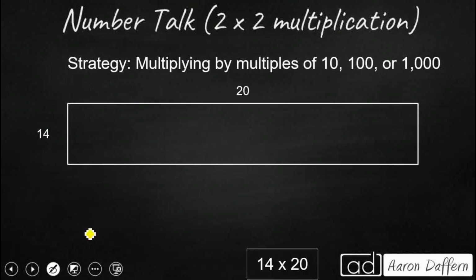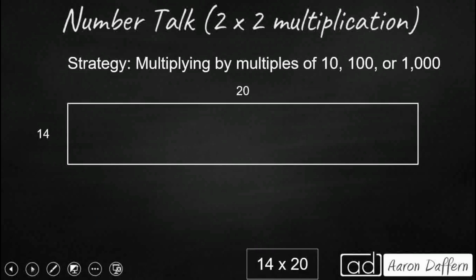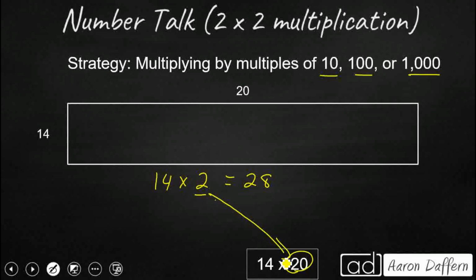So the first method that we can use is multiplying by multiples of 10, 100, or 1,000. So take a look at what we could do here with 14, and I'm going to drop that 0. I'm just going to say 14 times 2. So 14 times 2 is a pretty easy double. We're just going to double our 14. We're going to make that 28. Well, 2 kind of connects here. That's our multiple of 10 right there.